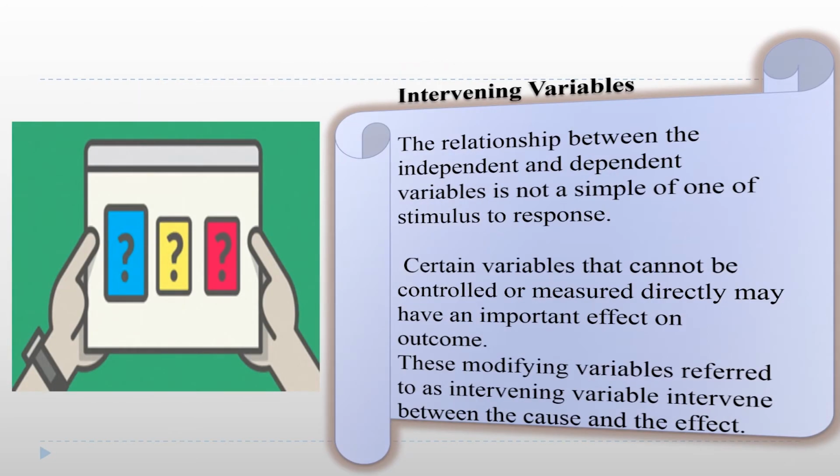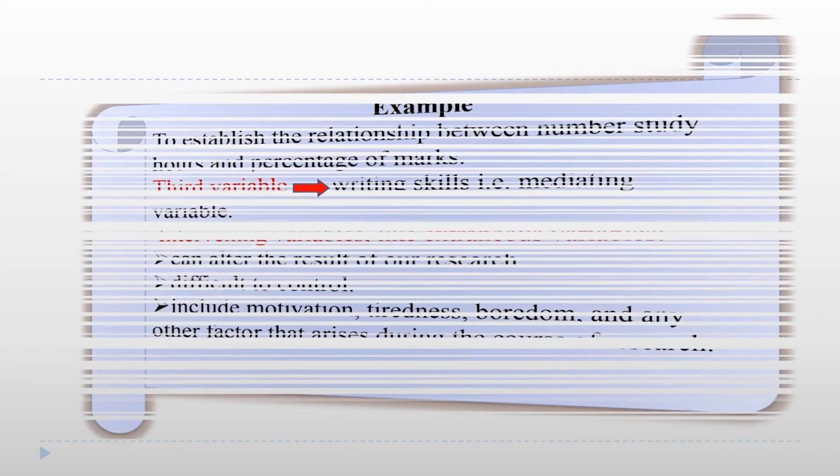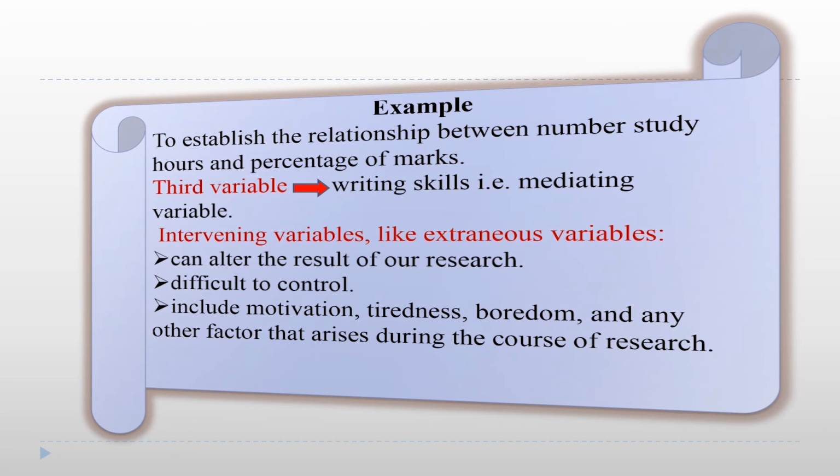Now let's talk about intervening variables. In many types of behavioral research, the relationship between the independent and dependent variables is not as simple of one of stimulus to response. Certain variables that cannot be controlled or measured directly may have an important effect on outcome. These modifying variables, referred to as intervening variable, intervene between the cause and the effect. For example, a researcher wants to establish the relationship between the number study hours and the percentage of marks. He may also consider the third variable, that is writing skills, as a mediating variable.